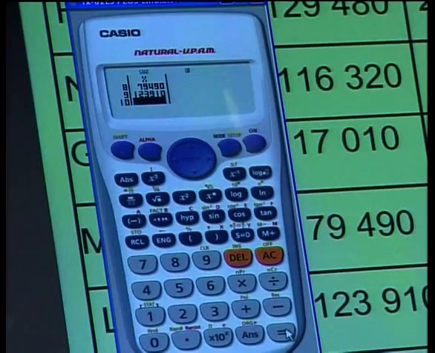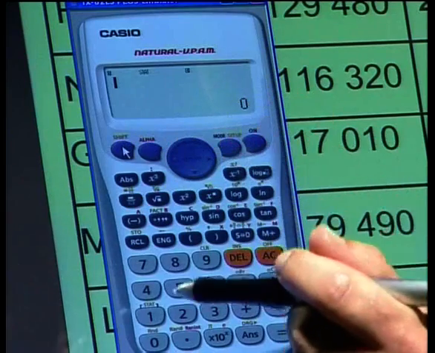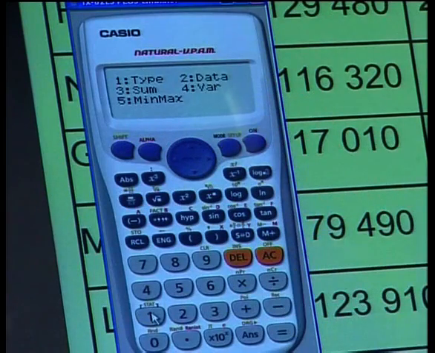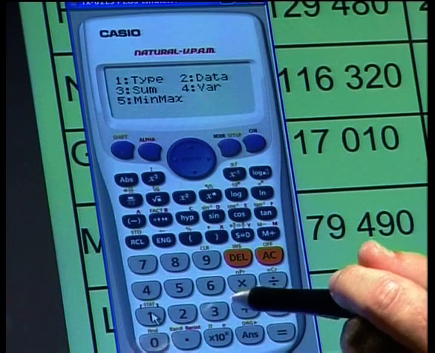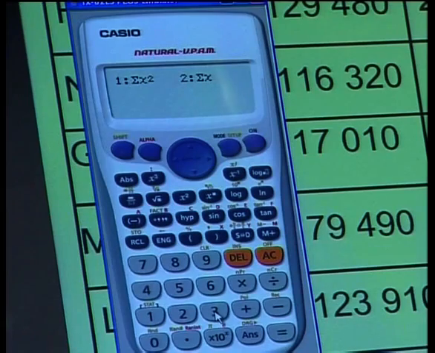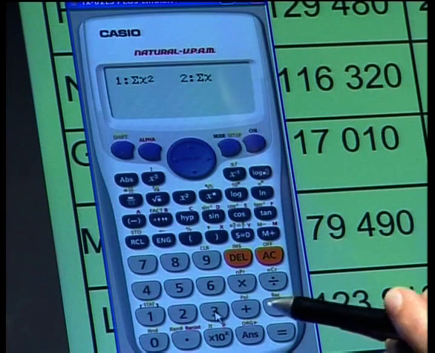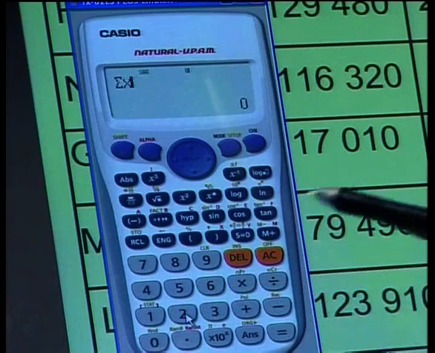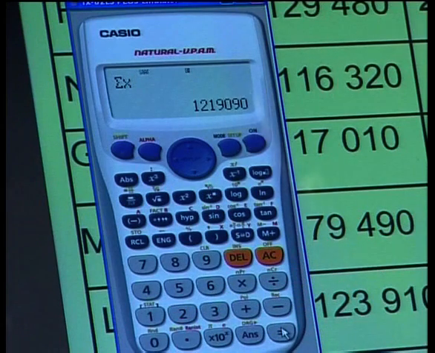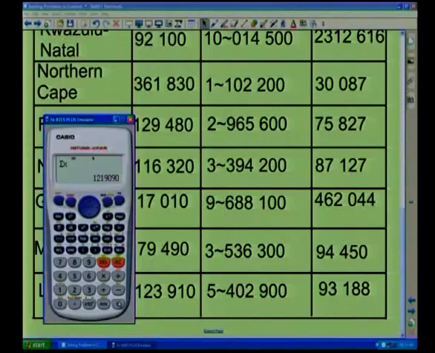We now need our total, so we're going to get out of our table entry mode, and we're going to go to the stats mode. And of course, we're interested in option 3 here, which says sum. There, we've got 2 options. We don't want the total squared. We're just wanting the sum of all our data entry points. So there we go, and it gives us an answer of 1,219,090 square kilometers. Let's write that down quickly so we've just got that value in.